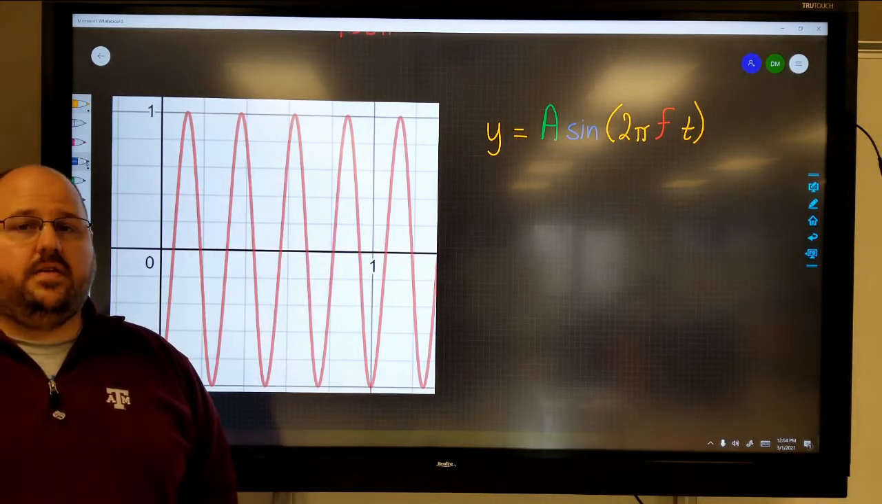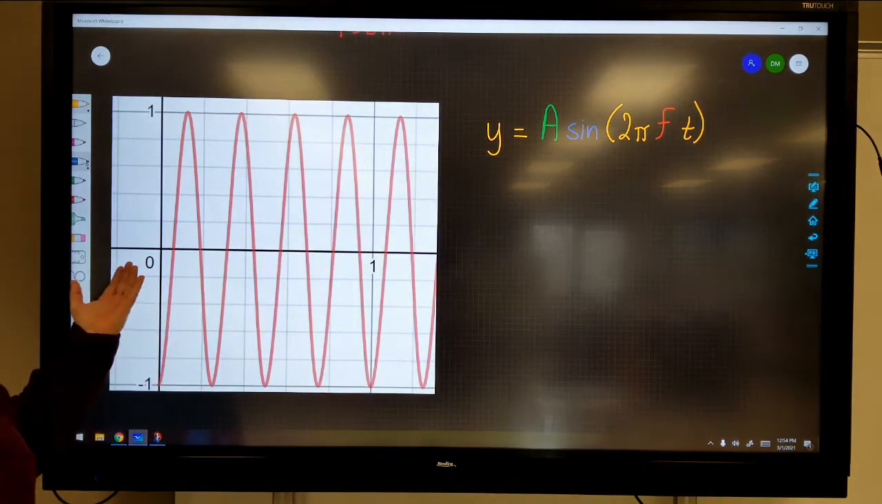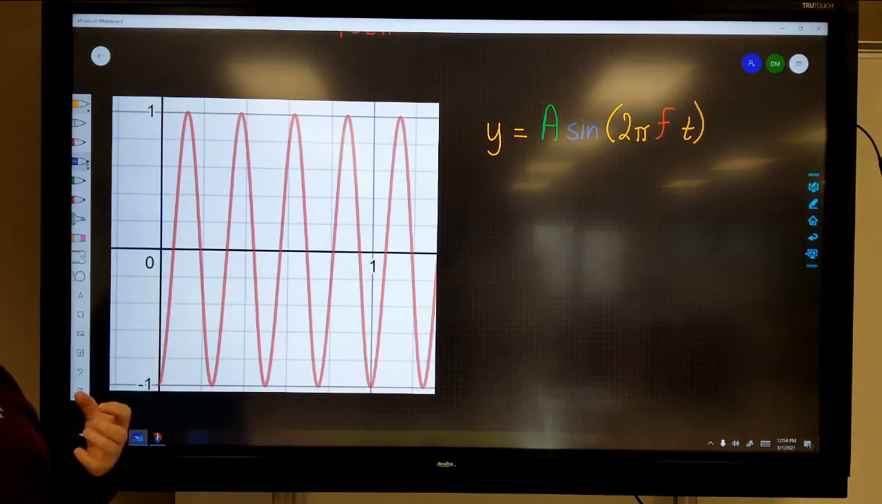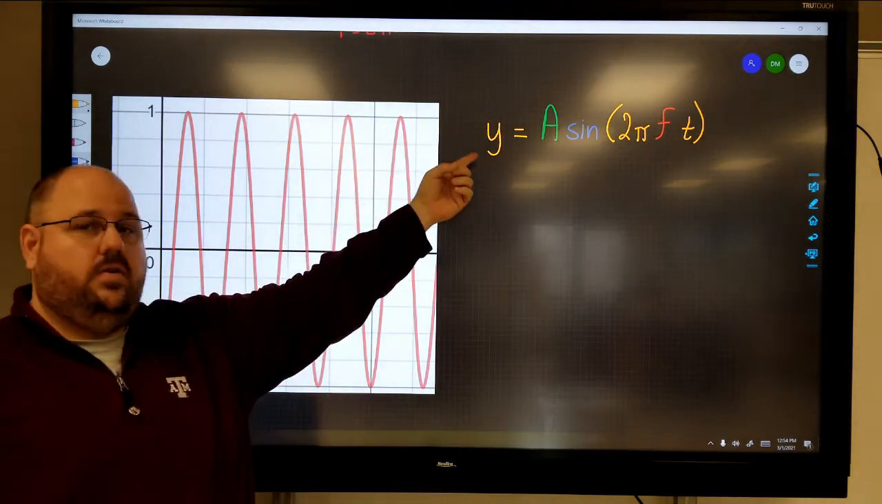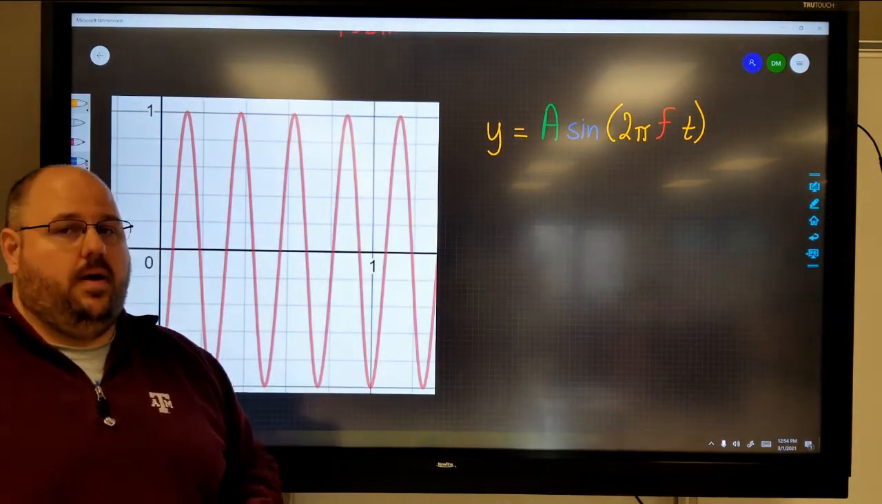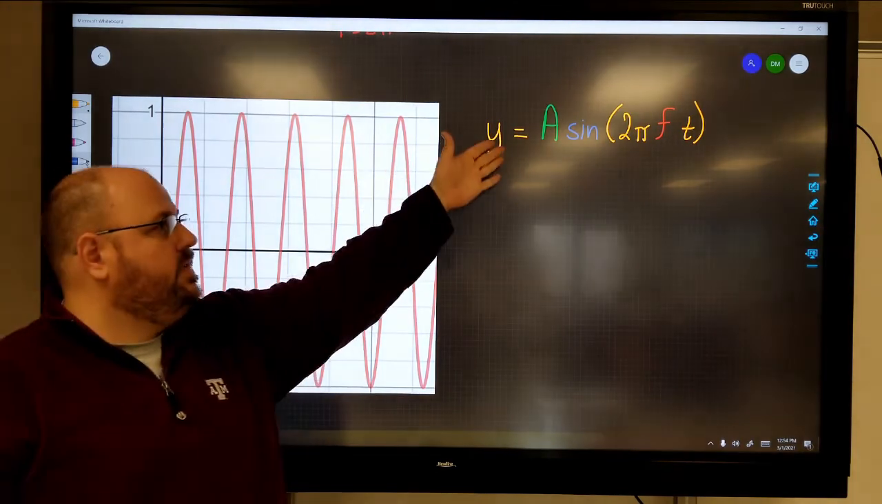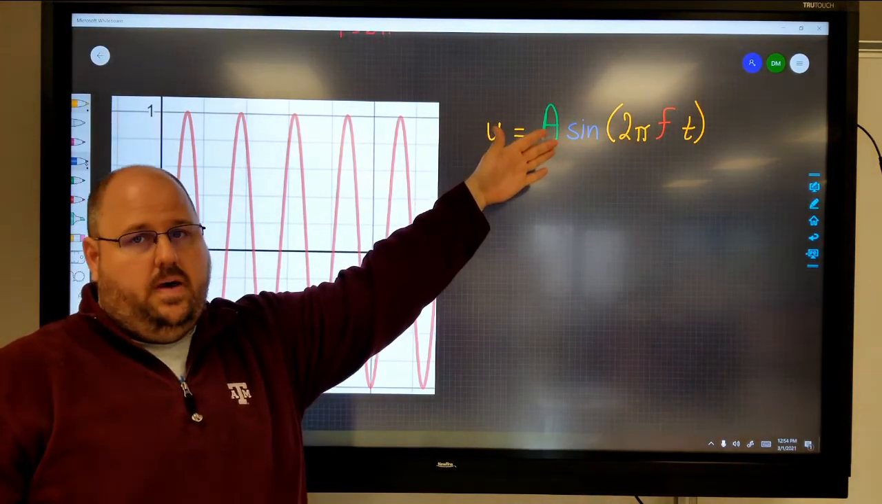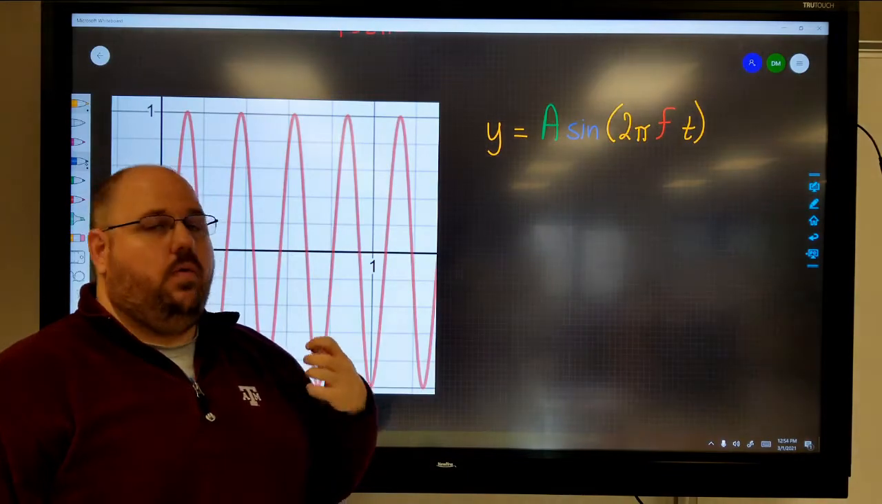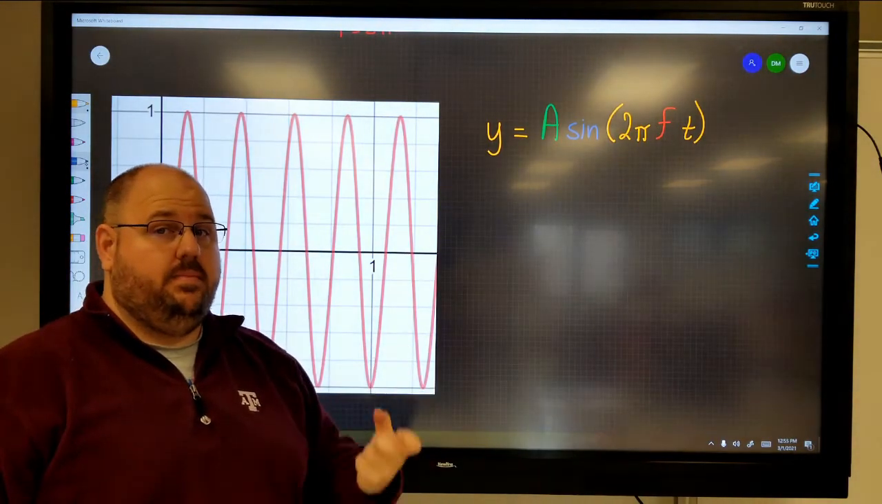So let's look at an example together of a graph created by a simple harmonic oscillator and see if we can extract the exact equation of motion for that simple harmonic oscillator from the graph. And so our starting point is still y equals A sine(2 pi f times t), and what we need to do is just fill in the blanks and then simplify as needed.